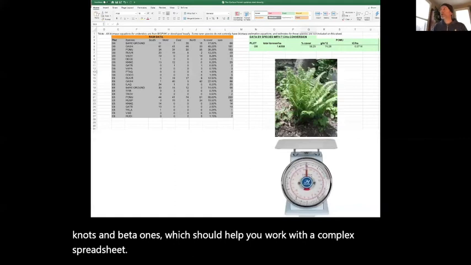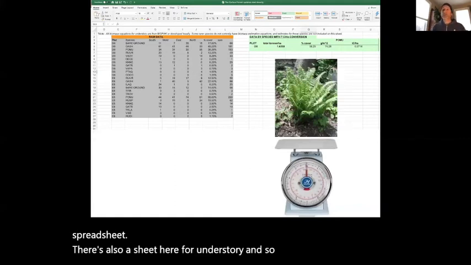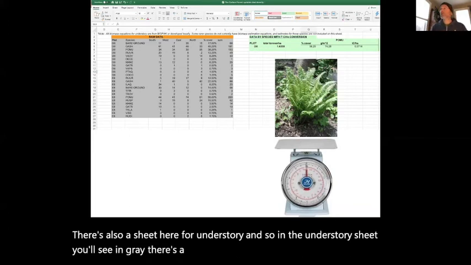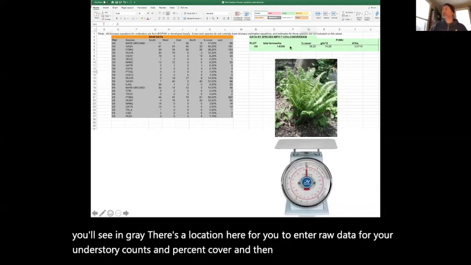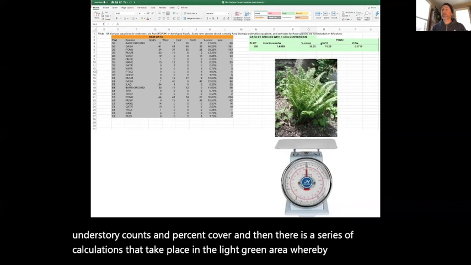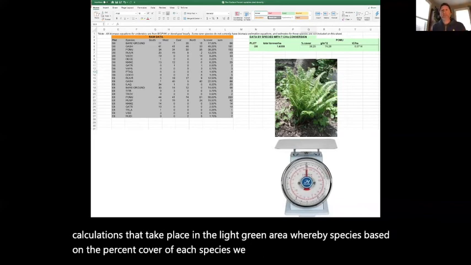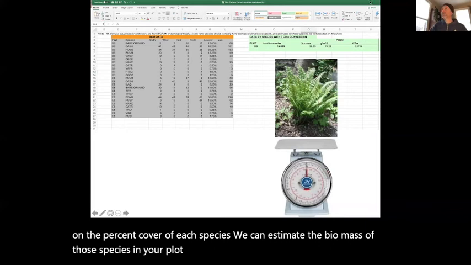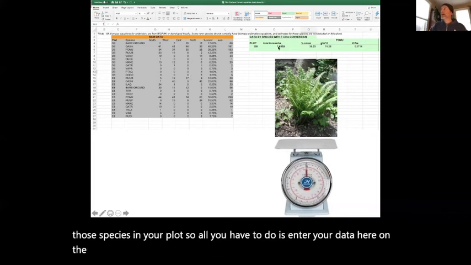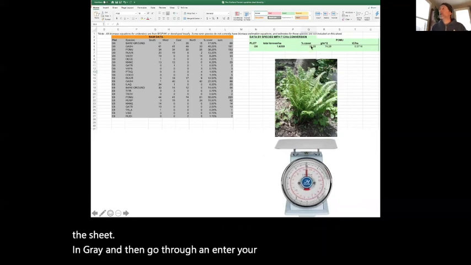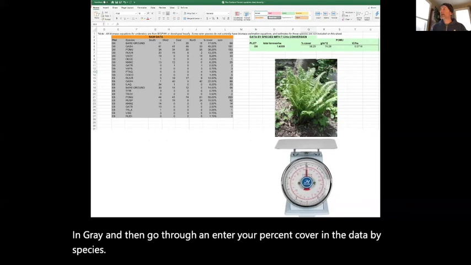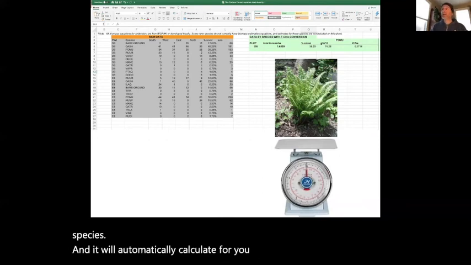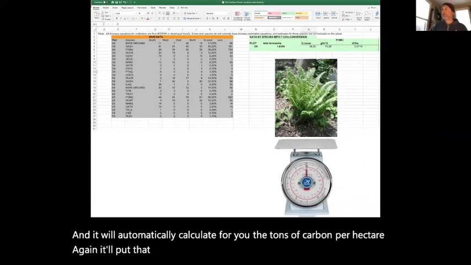There's also a sheet here for understory. In the understory sheet, you'll see in gray there's a location for you to enter your raw data for your understory counts and percent cover. And then there is a series of calculations that take place in the light green area, where by species, based on the percent cover of each species, we can estimate the biomass of those species in your plot. So all you have to do is enter your data here on the sheet in gray, and then go through and enter your percent cover in the data by species. And it will automatically calculate for you the tons of carbon per hectare. Again, it'll put that on the front sheet of the carbon forest spreadsheet.